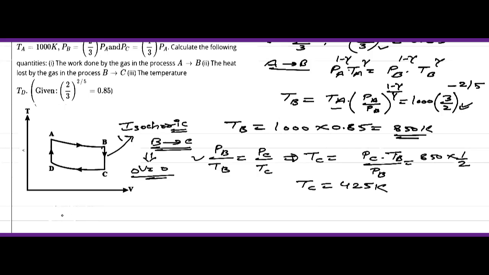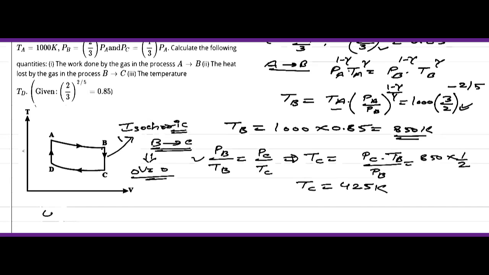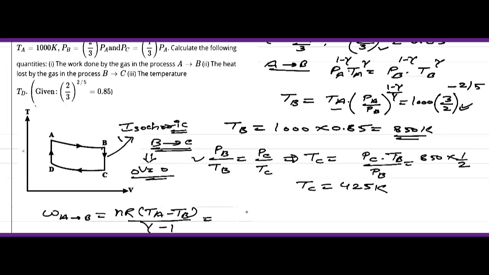Okay, after that, if we have to find the work done from A to B process, that will be nR(TA minus TB) divided by gamma minus 1. That is the work done in an adiabatic process, the formula for work done in an adiabatic process.